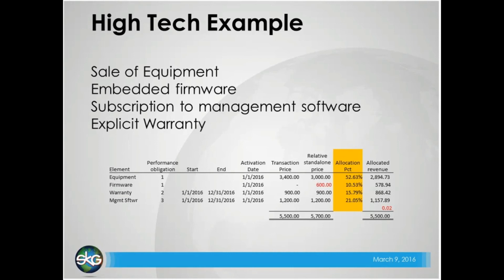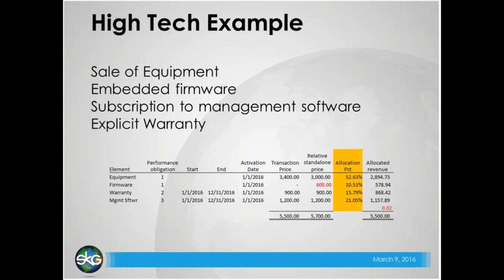We're looking at elements that have been sold that would include equipment, embedded firmware, which in our case and for purposes of this is really being treated as something that is required to make the equipment work. It actually isn't a standalone product in and of itself and isn't sold separately by the entity making the sale. We've got a subscription to management software related to the equipment, and an explicit warranty.